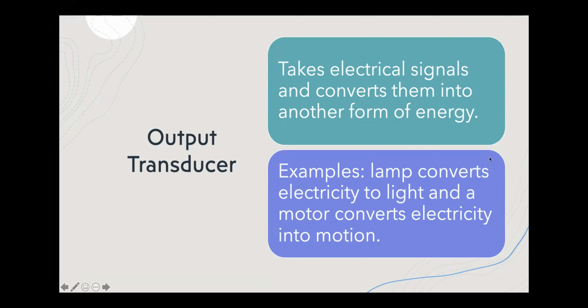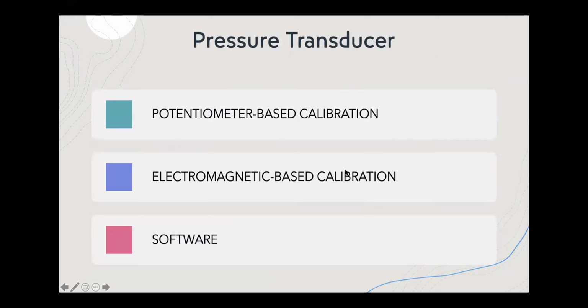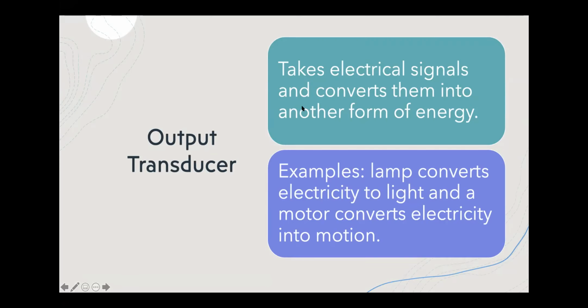Okay, I continue. So, for example of output transducer, the lamp converts electricity to light and motor converts electricity into motion. So next.